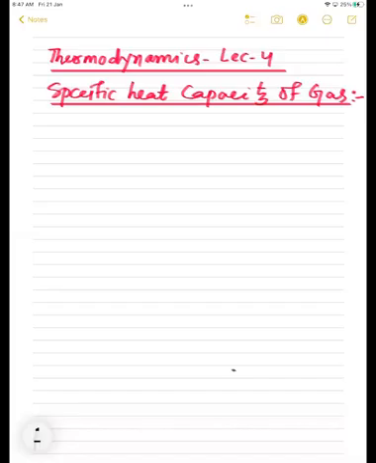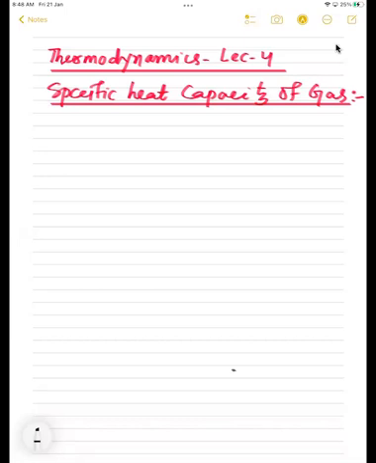Students, let's see in continuation: specific heat capacity of a gas. You know, when a gas is heated, its volume and pressure change, right? If volume is increasing, then pressure may decrease. If pressure is increasing, then volume may decrease. So on that basis, how much heat is required?